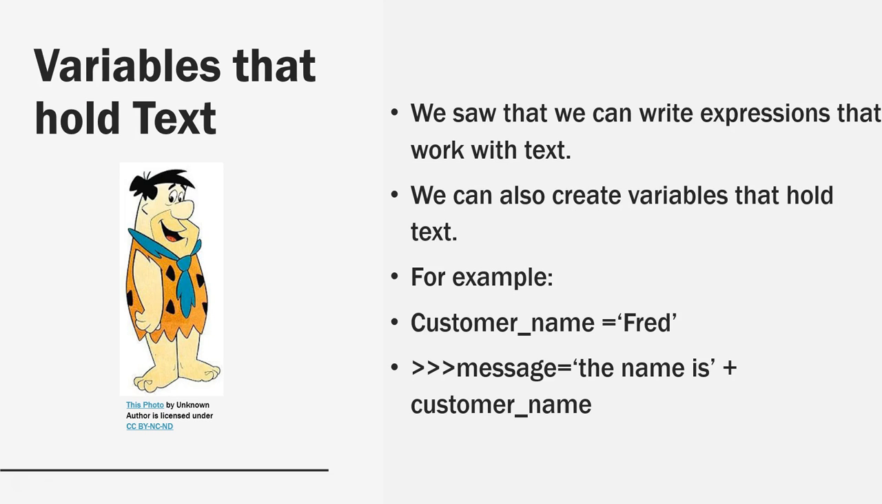We saw that we can write expressions that work with text. We can also create variables that hold text. For example, we can make a variable named customer name, Fred. If we wanted to print a message that says the name is, and then the customer name, we could use print to create a program that will display the message. As you can see, we are using concatenation, or addition, this time to add the strings together to create a printout of the customer name. This is extremely useful when you have hundreds and hundreds of databases of data and you're trying to find the names of the cities and countries in which some of the clients reside.